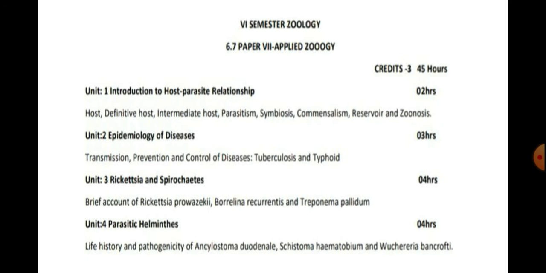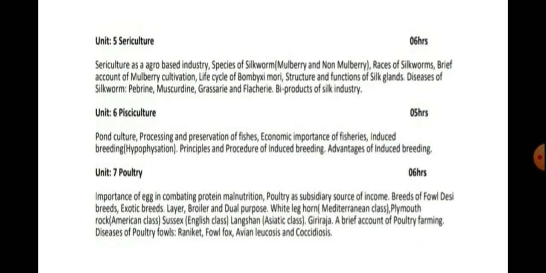Okay, these are the three helminths. This is for 4 hours. And coming to unit 5, here you will be studying the applied aspect, that is sericulture. You know what is sericulture? It is the rearing of silkworms, okay, for the extraction of silk.